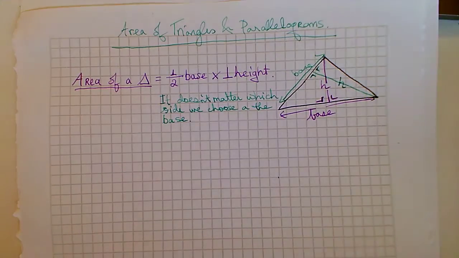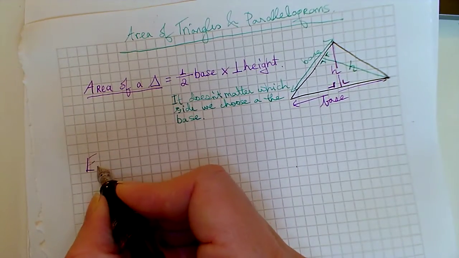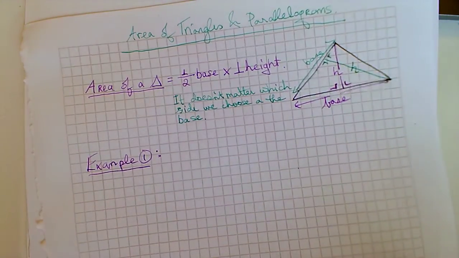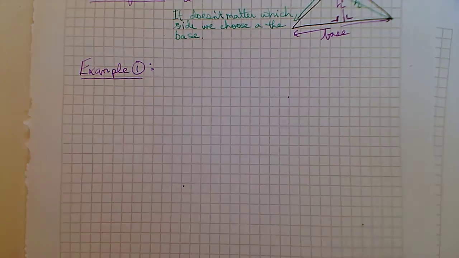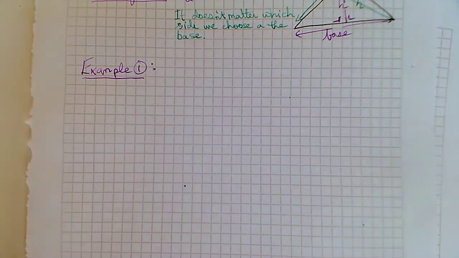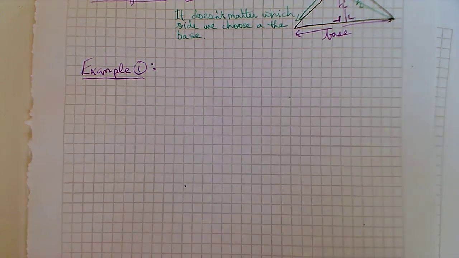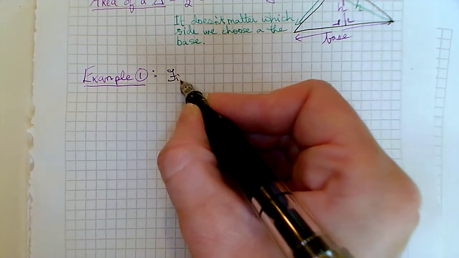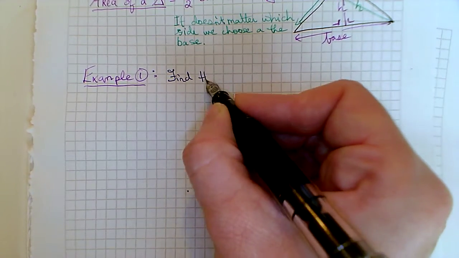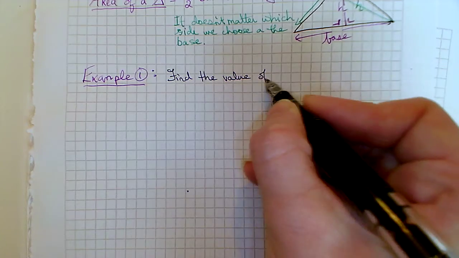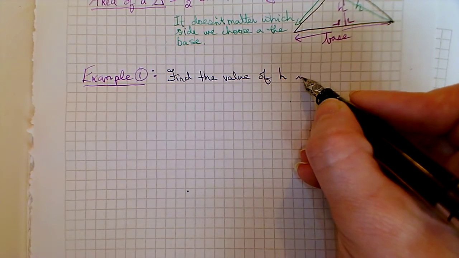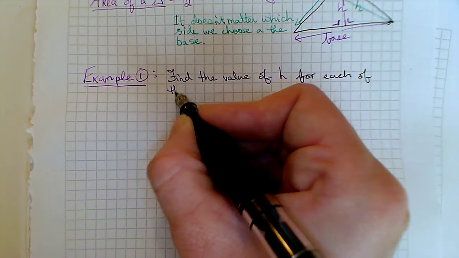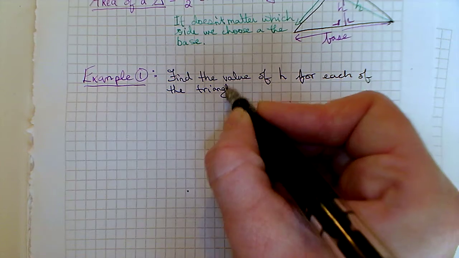So let's do an example with these. First example. I'm not going to do the going forwards example because we just did one in the homework. You all know how to find the area of a triangle filling into that formula. What if they gave us the area? So find the value of h for each of the triangles below.